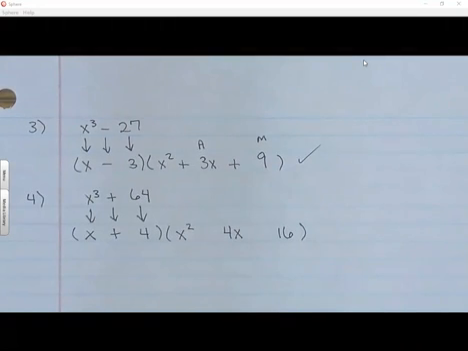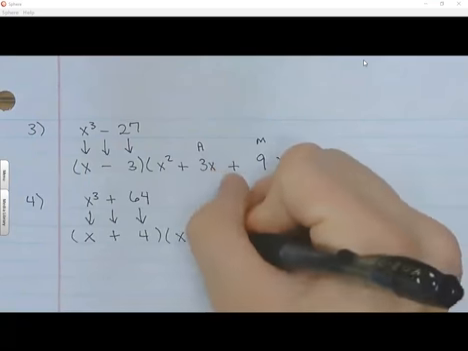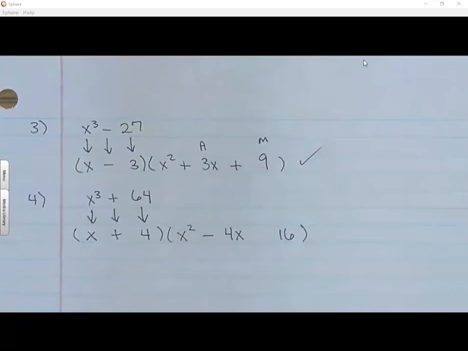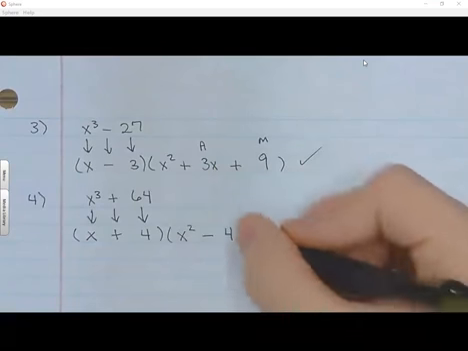Okay, now we use SOAP. Same, opposite, always positive. So if I start off with a plus, I'm going to change it to a minus for the next factor. And then the last sign is always positive, so I put a plus at the end.